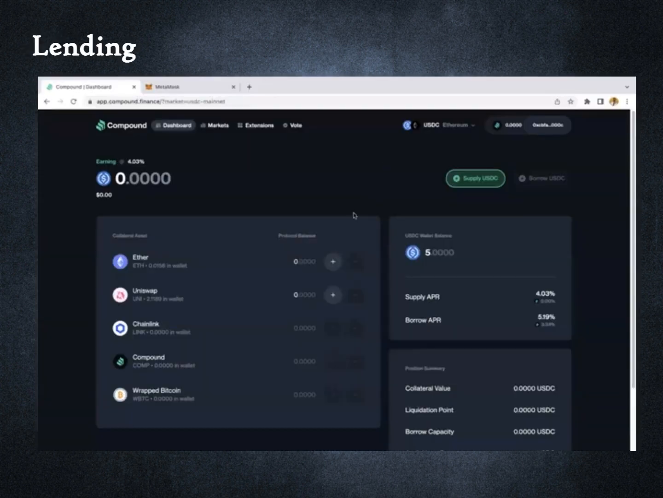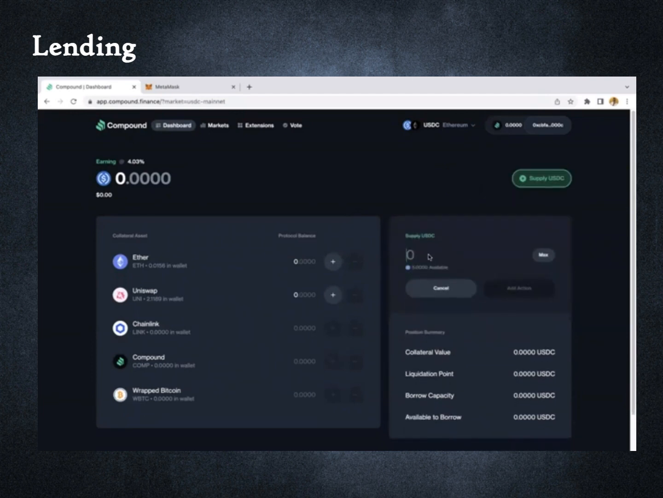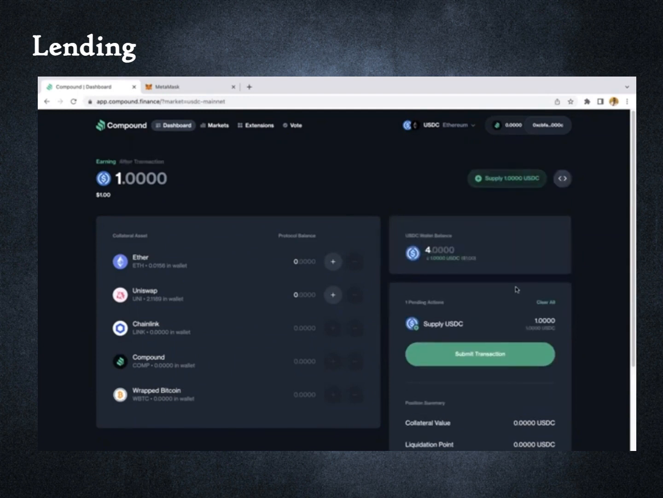I will now do the big one. I will lend my USDC. I click on the supply button. I will lend $1 of USDC. The transaction will take a few seconds to confirm into a block in Ethereum. Let us wait patiently and let the transaction complete.